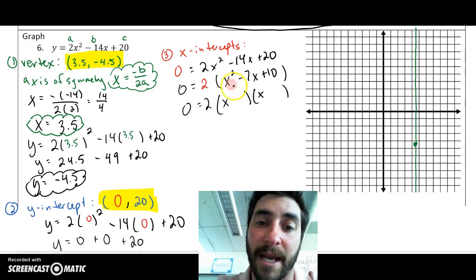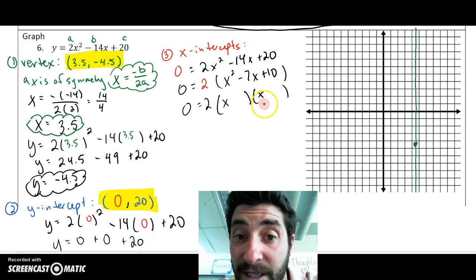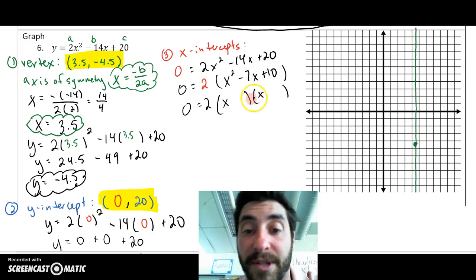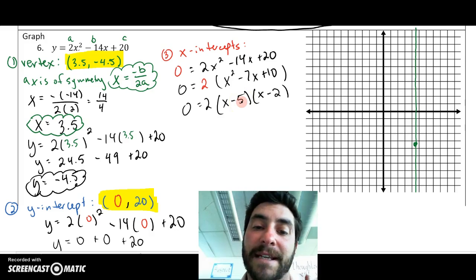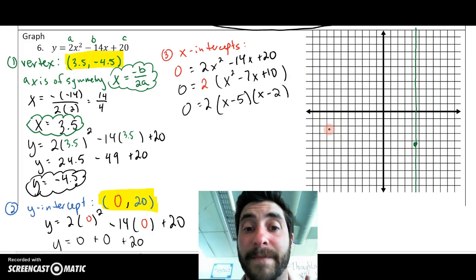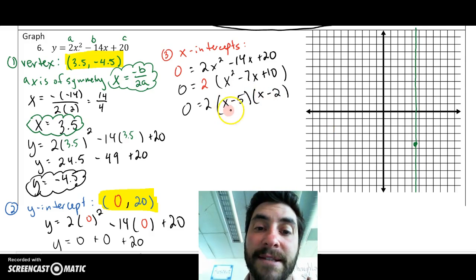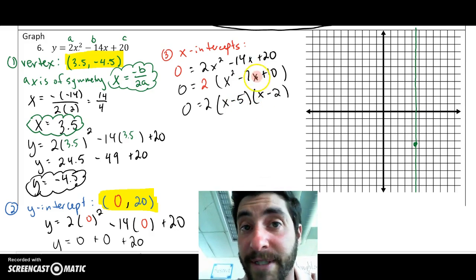X times x will make x squared. I'm looking for two numbers that multiply to make 10. They both have to be the same sign, and they add to make 7. Since they're both the same sign, I'm looking for 5 and 2, both being negatives. If you didn't catch that, go see some of the other factoring videos. So the outsides, x times negative 2, negative 2x, and the insides, negative 5x, have to combine to make the middle stuff here.